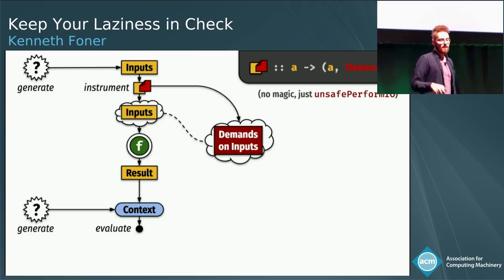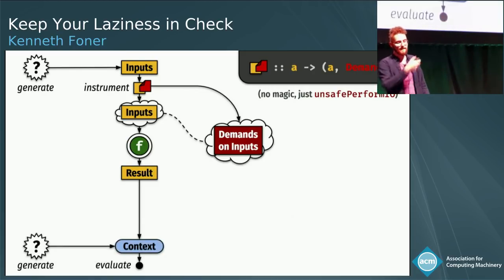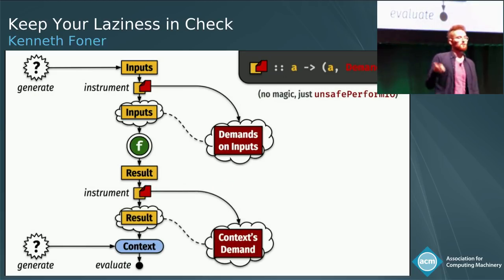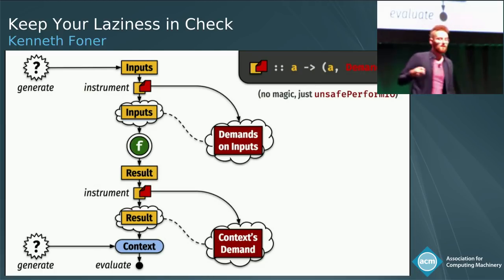So what we get now is that instrument splits our inputs into these instrumented inputs and this magically entangled demands on those inputs, so that we can then observe what passes into the function, what actually gets demanded by the function, as reflected in this shadow mutable data structure. And then we do the same thing, because we actually need to care about the results that the context induces as well. So now we've spliced in this instrumentation on both sides of the function.